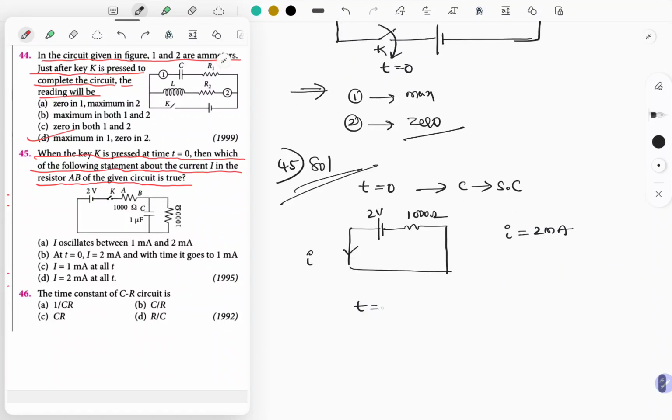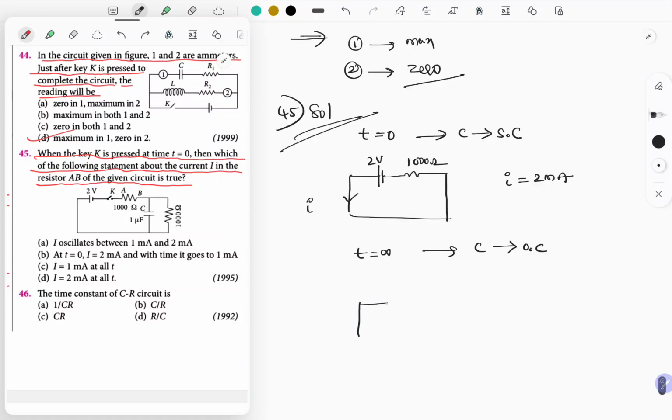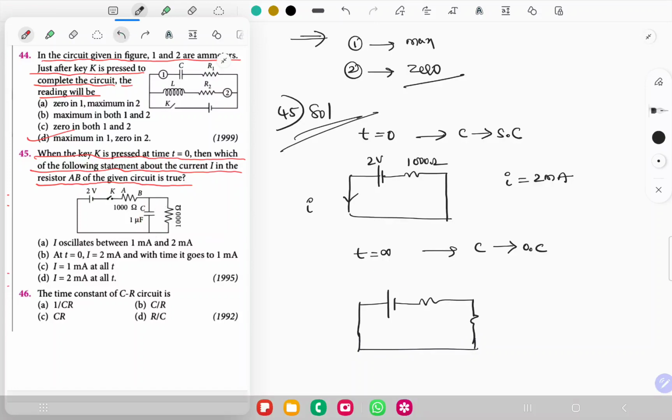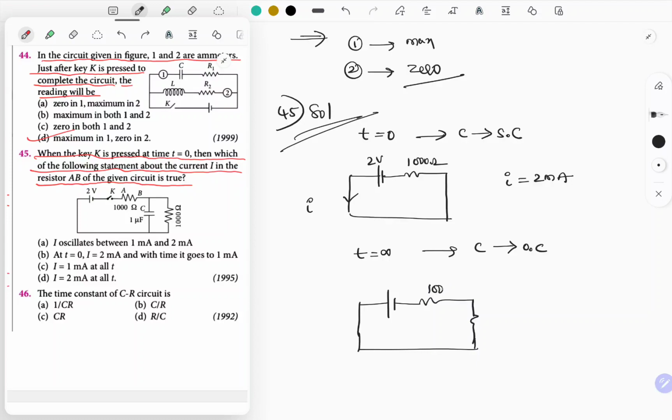Okay, so if t is equal to infinity, then what happens? The capacitor acts as an open circuit, right? If the capacitor is like an open circuit, then you must consider another resistor. So these terminals are open. If it is open, you have to consider one more resistor. So this is 1000 ohm and this is also 1000 ohm and 2 volts.